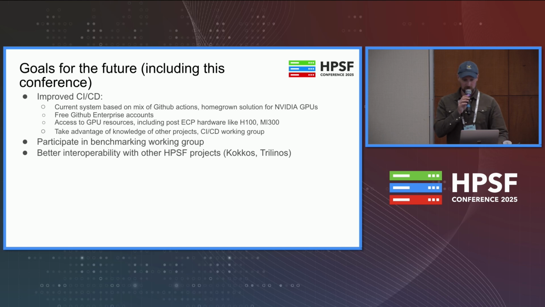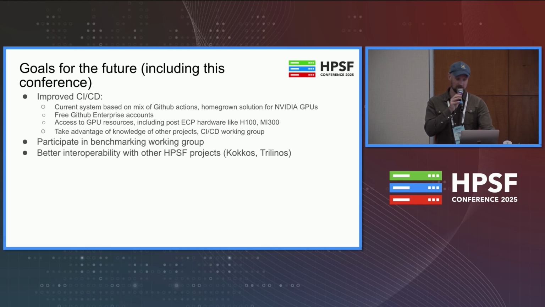Our goals for the future: we want to improve our CI, basically. Our current system is based on a mix of GitHub Actions that run every time there's a pull request, and this tests compilation on a whole bunch of different setups, and also runs a small, fast set of correctness tests on CPUs. And then we also have a homegrown solution using our own servers for testing on NVIDIA GPUs that runs a longer set of tests, and this runs every night.